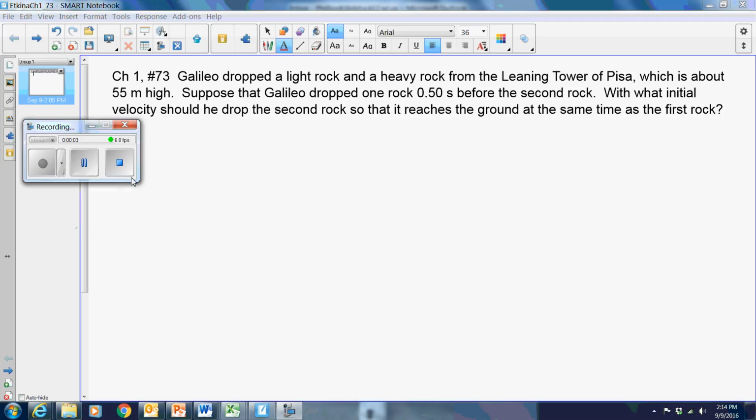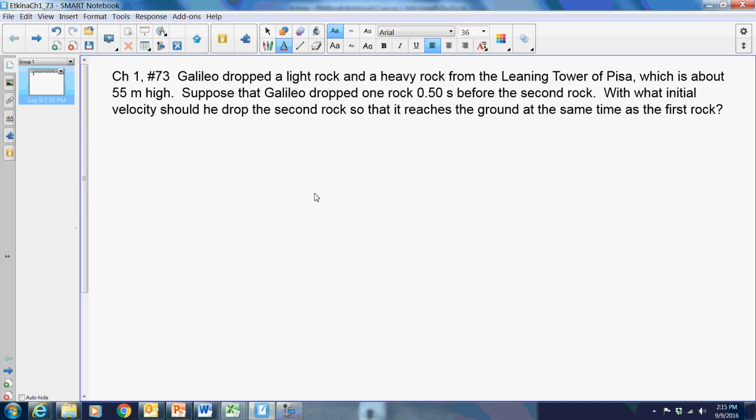Okay, we're doing chapter 1, number 73. This is a free fall problem. And it's a couple steps because we have a couple of falling objects here. We have the first rock being dropped a half second before the second.